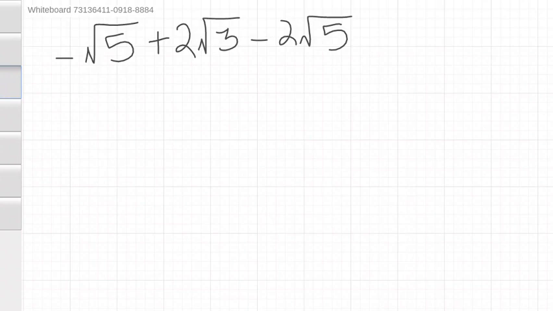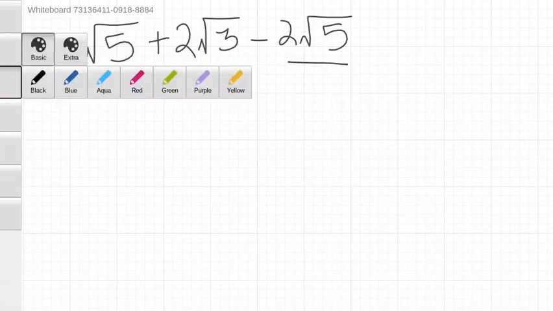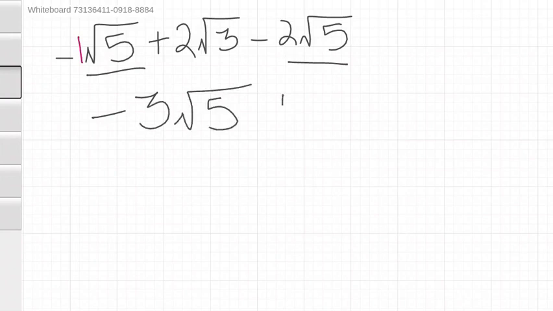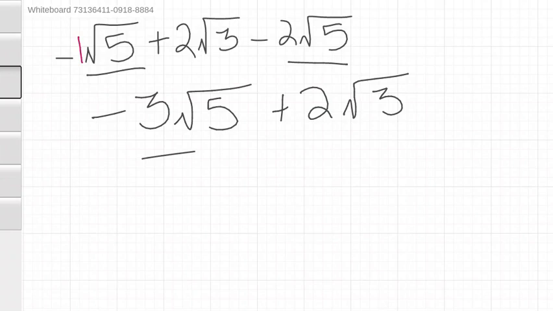Let's try negative square roots of 5 plus 2 square roots of 3 minus 2 square roots of 5. There are 2 radical values with the same radicand, so we'll simplify those. Negative square roots of 5 is just negative 1 square roots of 5. Negative 1 minus 2 is negative 3. Square roots of 5 plus 2 square roots of 3. Since nothing else can be simplified, this is our answer.